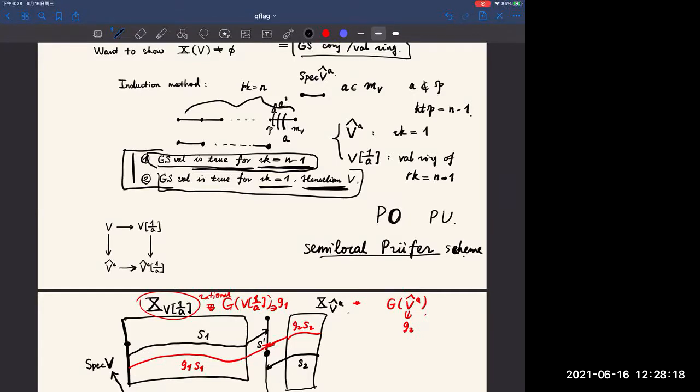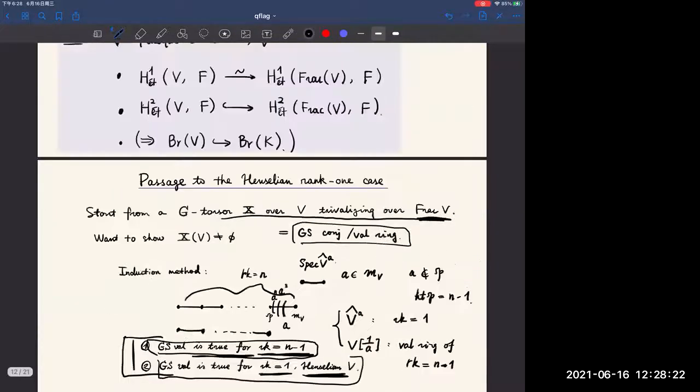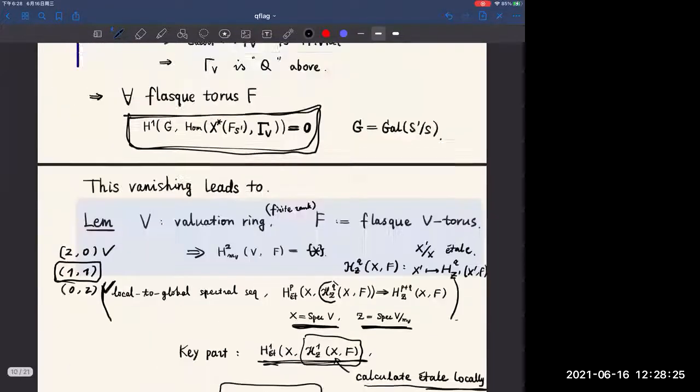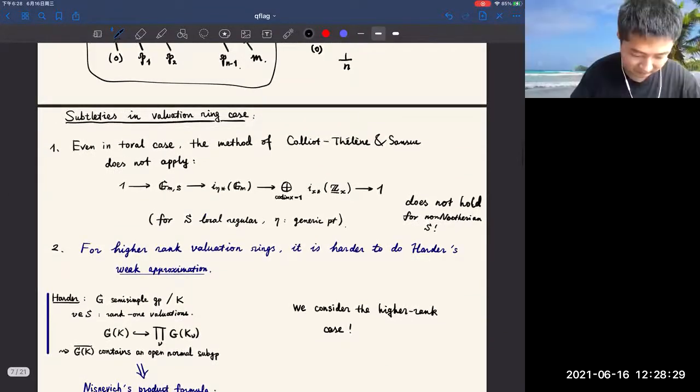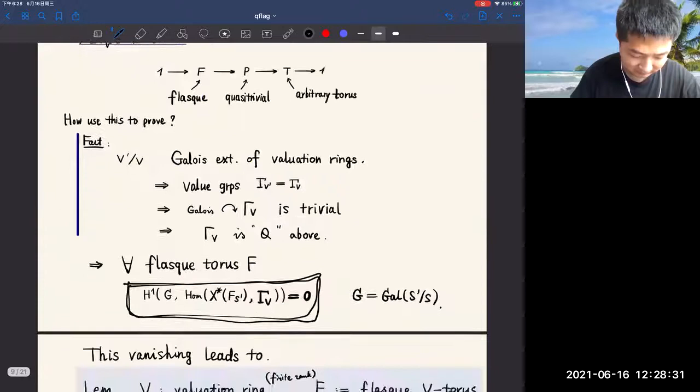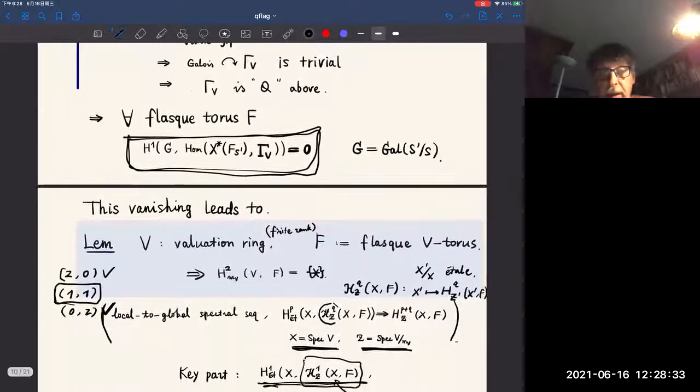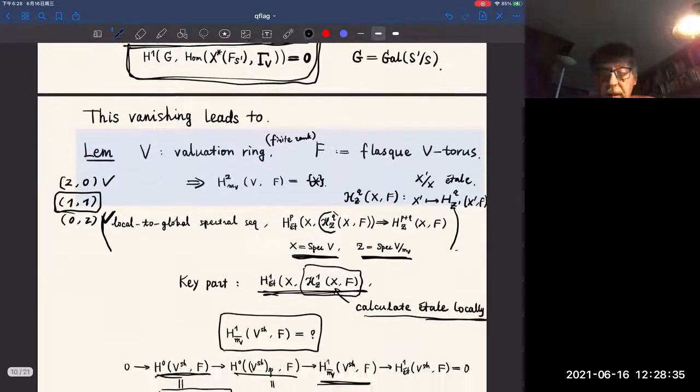Anyway, in the torus part, you reduce to the case when it's Henselian. At the beginning, you had this statement.